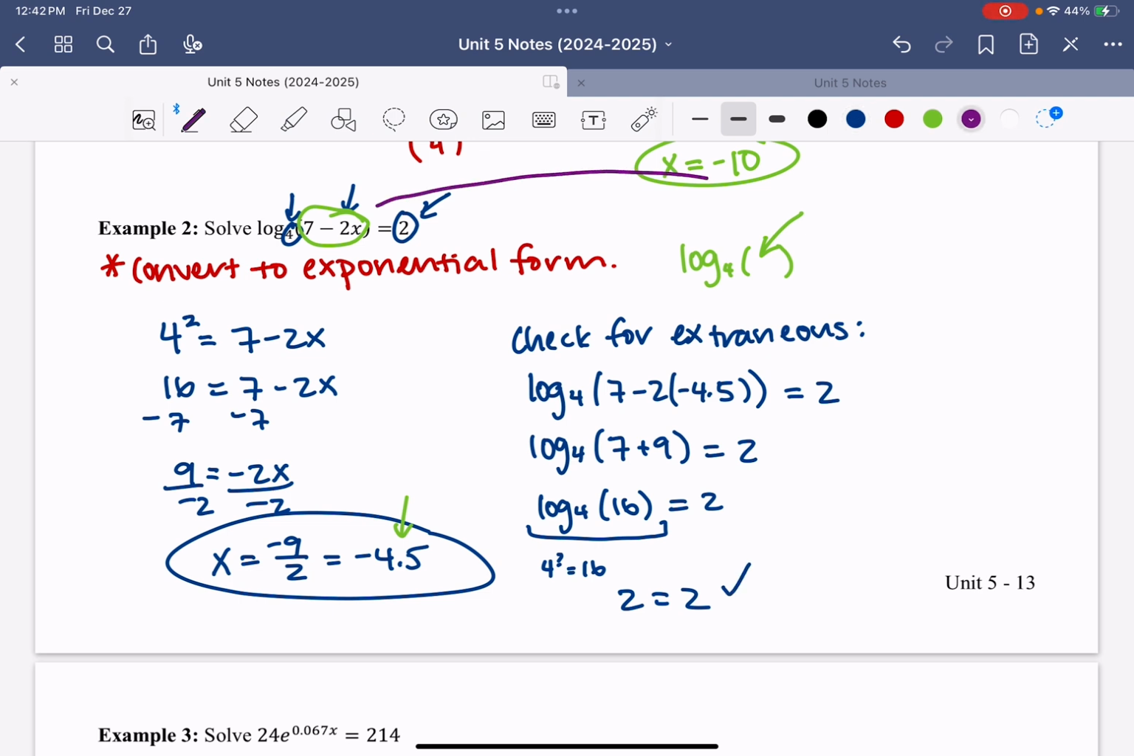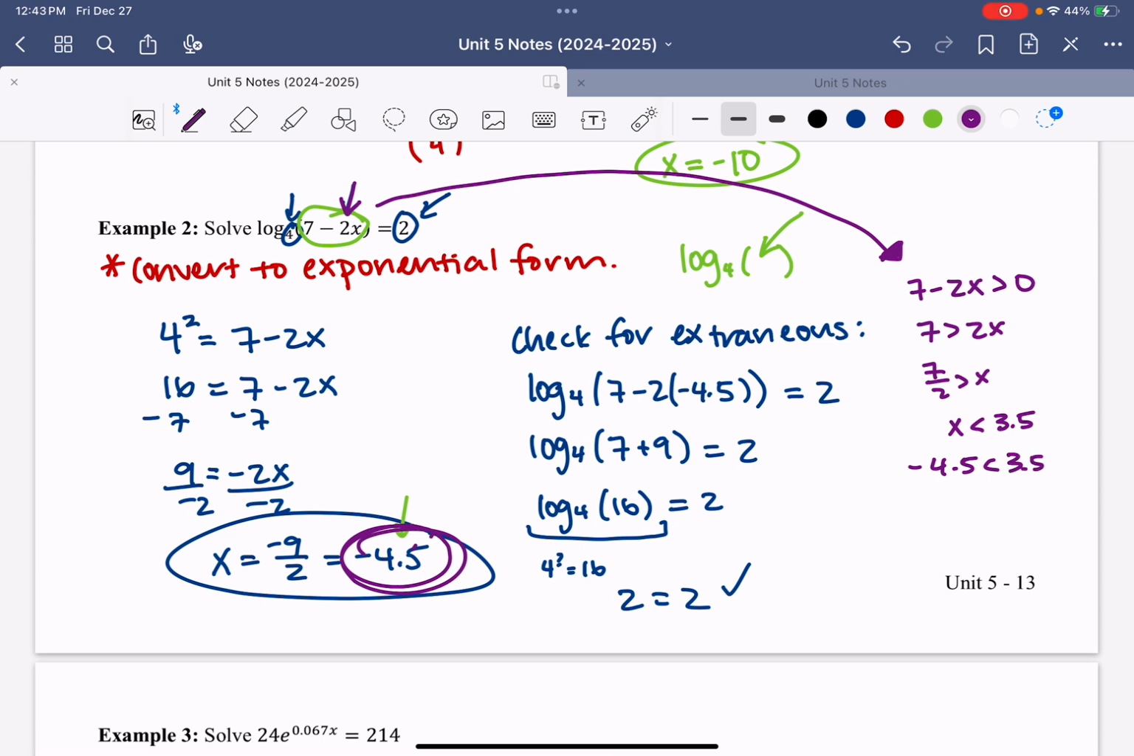The other way that we could double check this, and we'll talk a little more about it when we talk about the graph of this logarithm, is that since we know that logarithms must have positive numbers inside their arguments, I can just check the domain. So I'm going to set it to be greater than 0. I know it can't be 0, and it can't be less than 0. Solving this, I get 7 is greater than 2x, so 7 halves must be greater than x. So x must be less than 3.5. And I see that our value is within that domain. Negative 4.5 is less than 3.5. So that's another way to check.